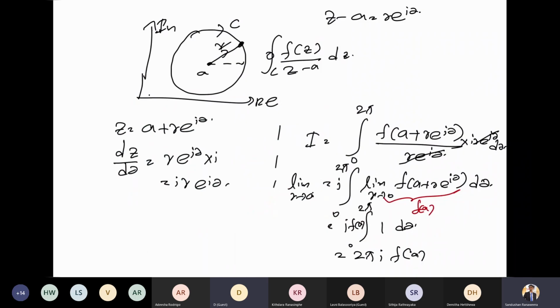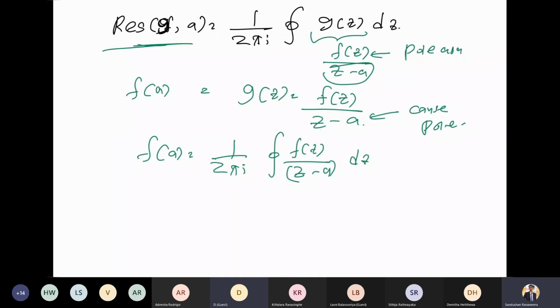Actually, this is what I do. I evaluate this integral, and I simply call this a function of z, just for the sake of notation, because I need to introduce what the residue is. So then what will happen? I will have some expression for my f(a).